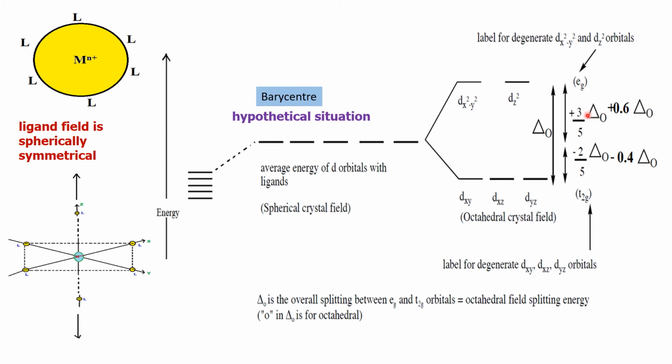So the EG orbitals are destabilized, whereas the T2G orbitals are stabilized by minus 0.4 delta O. So delta O is the overall splitting between the EG and T2G orbitals. That is also known as the octahedral field splitting energy. O in delta O is for octahedral. This is the energy level diagram for an octahedral field.